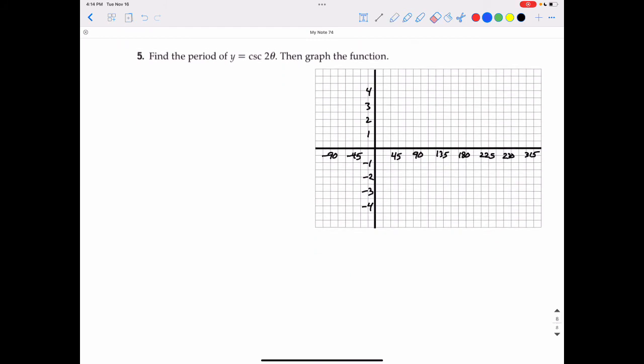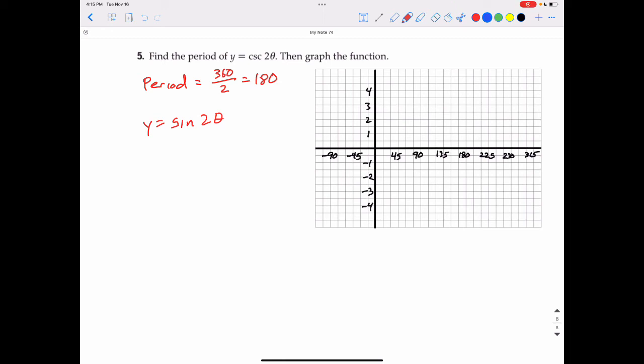Find the period of y equals cosecant 2 theta, then graph the function. So, since we're going to graph the cosecant of 2 theta, its related function is the sine of 2 theta. We first need to find the period, so the period will be 360 degrees divided by the b value of 2, which is 180. And then we will graph y equals the related function sine of 2 theta. It has an amplitude of 1 and a period of 180.